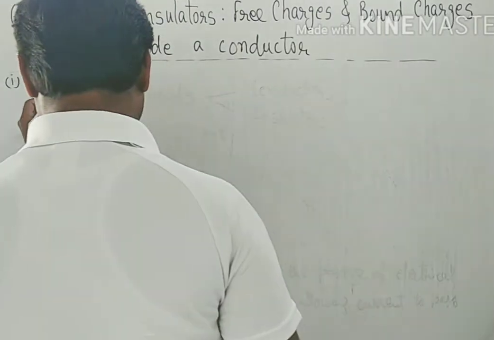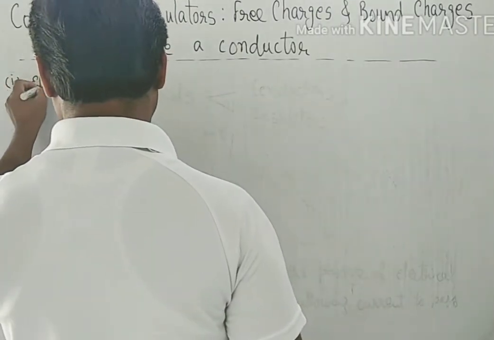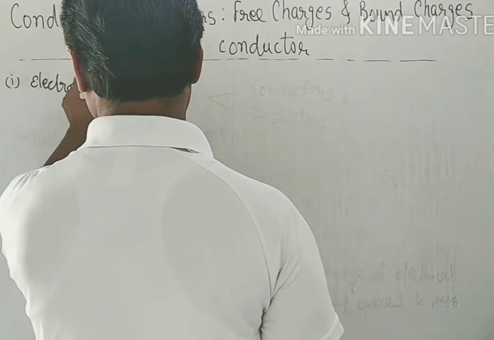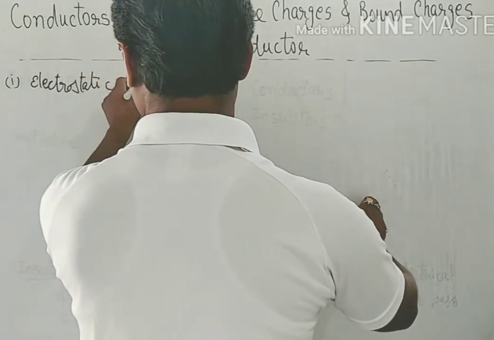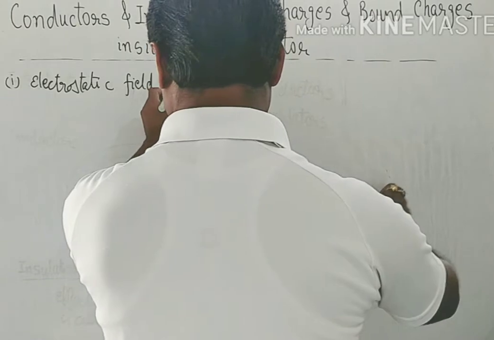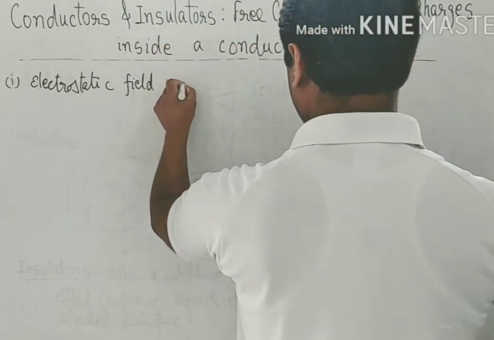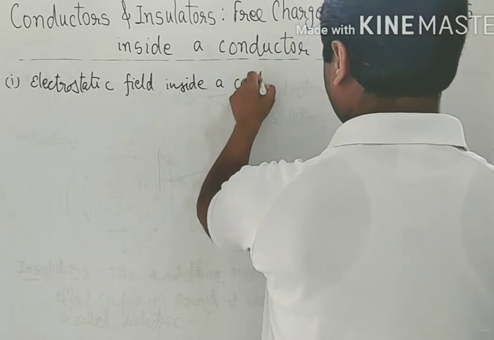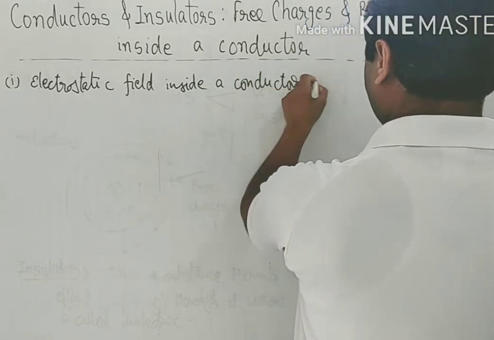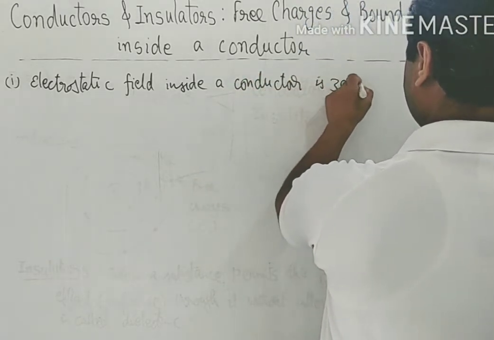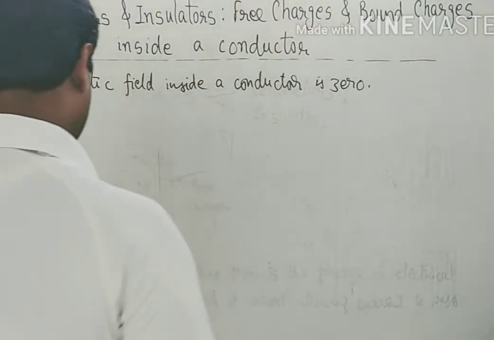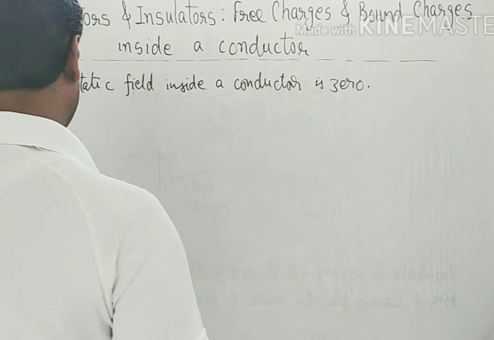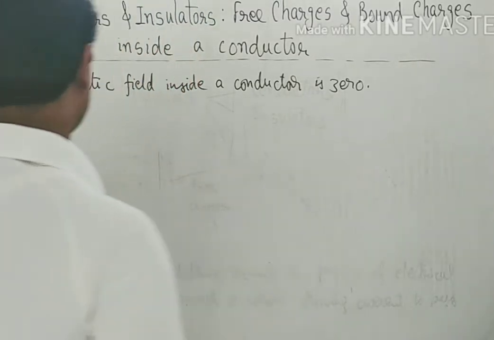So first I must write: electrostatic field inside a conductor is zero. So this is the first fact. Now the second fact we must say.